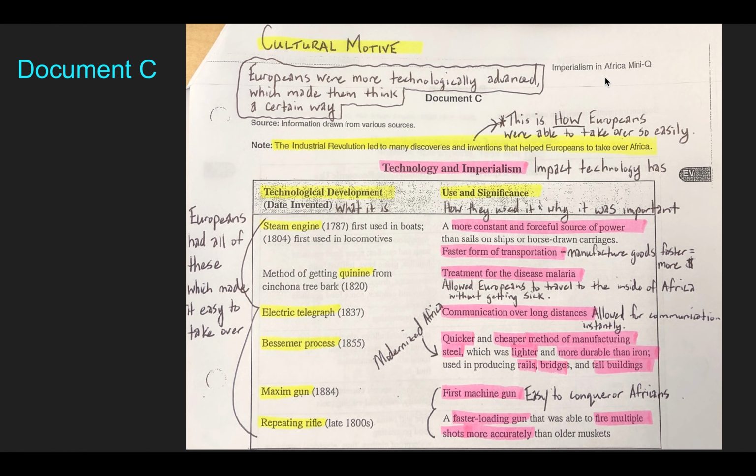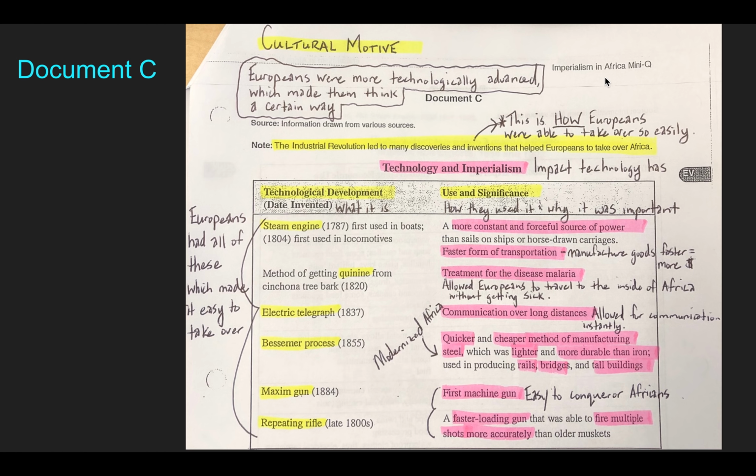And then underneath that, since this has to do with technology advancements that the Europeans had over the Africans, I want you to write a side note underneath where I wrote cultural motive at the top. The side note should read: Europeans were more technologically advanced, which made them think a certain way. So just because they had new stuff, they were more advanced when it came to medicine, when it came to machines, weapons, whatever you want to call it, that made them think a certain way.